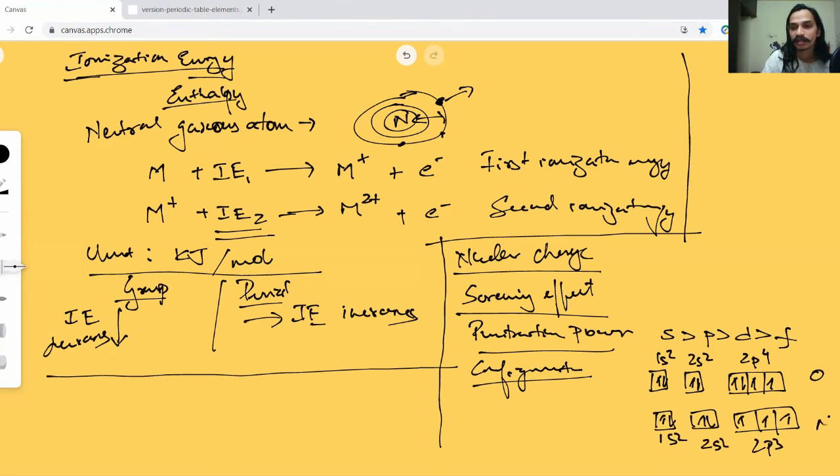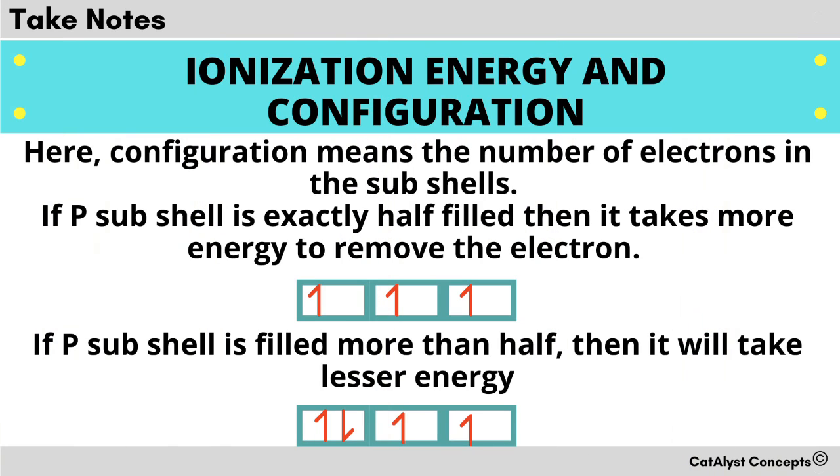Okay, this is nitrogen. It's easier to remove an electron from oxygen than from nitrogen. Since we're going from left to right, nitrogen comes first and oxygen comes later, so oxygen should be more difficult to remove from, right? Because oxygen is smaller than nitrogen. But what actually happens is nitrogen has a half-filled configuration. If you see the p orbital here, it's exactly half filled. When it's half filled, it is somewhat stable, we say. Because of this stable configuration, you need more energy to remove the electron.